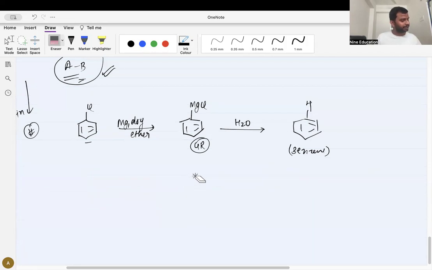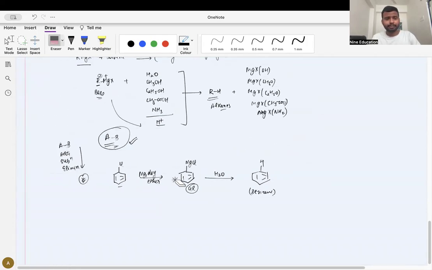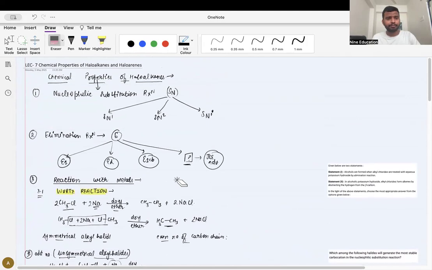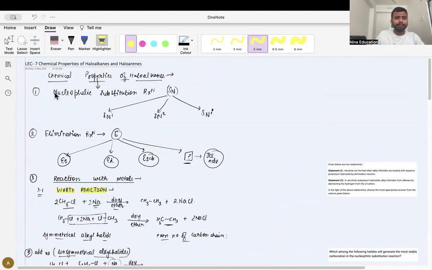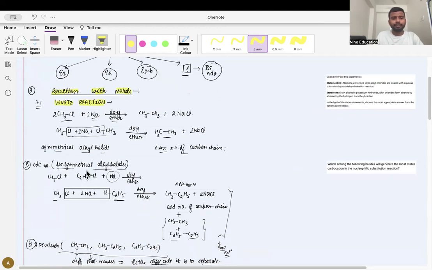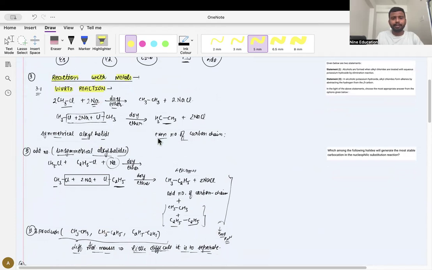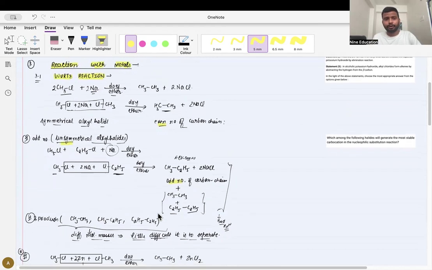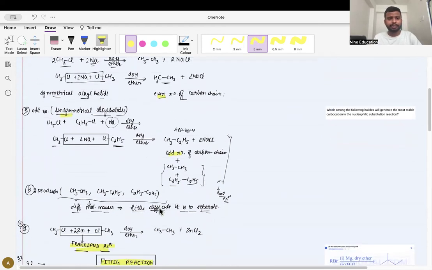Let's go. With this, haloalkanes are over. Reactions of haloalkanes are over. Again, I will repeat from the starting. We have done nucleophilic substitution reactions. Then we have done elimination reactions. Then today we have done reaction with metals. First reaction was Wurtz reaction. If you have symmetrical, you will get an even number; if unsymmetrical, you will get an odd number. For Wurtz reaction, you should have sodium in dry ether.